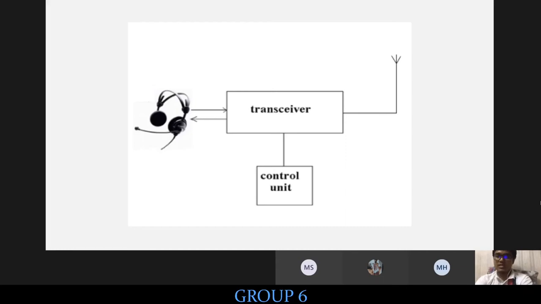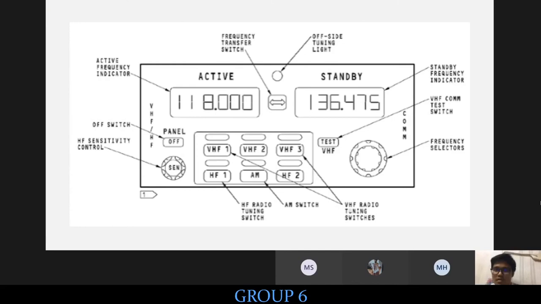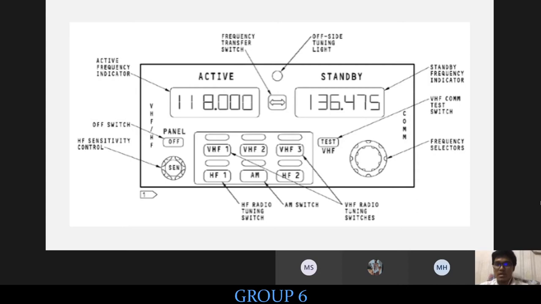Next, the VHF control unit. You can see the frequency display, VHF. Sorry, technical problem. We have a frequency selector with the large knob, and a frequency selector with the swivel knob, and the switch test button.